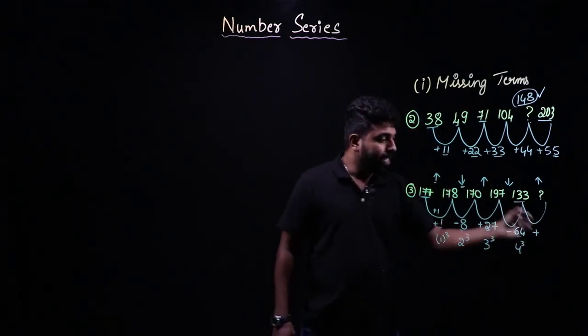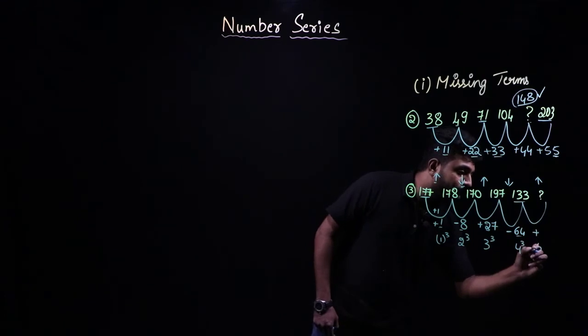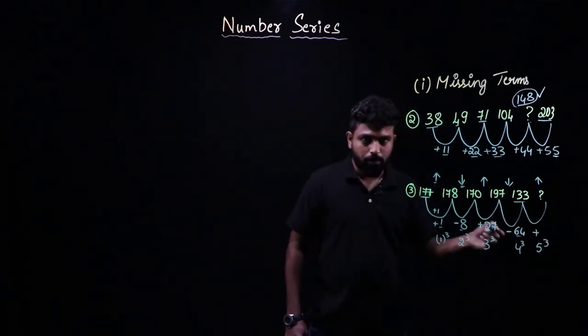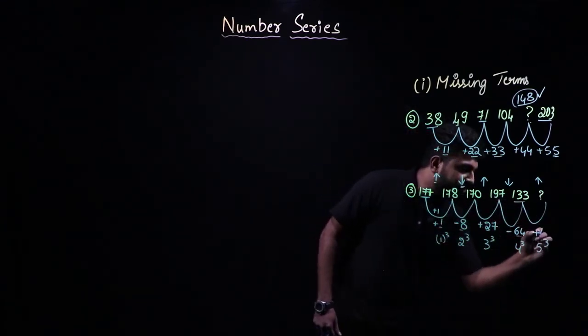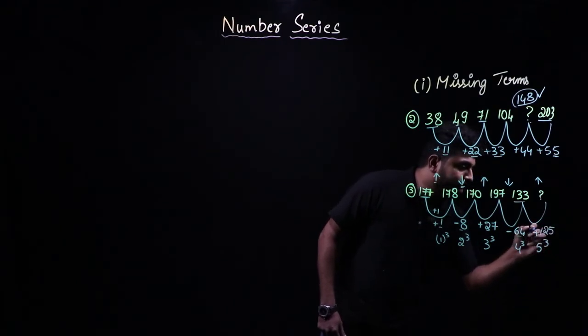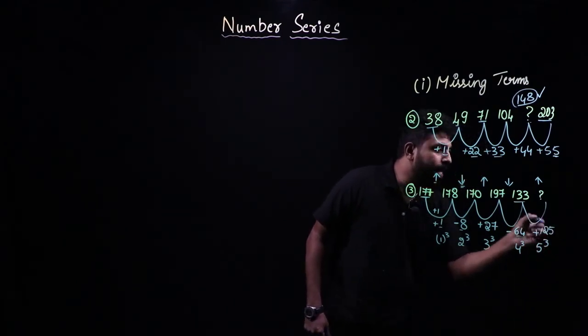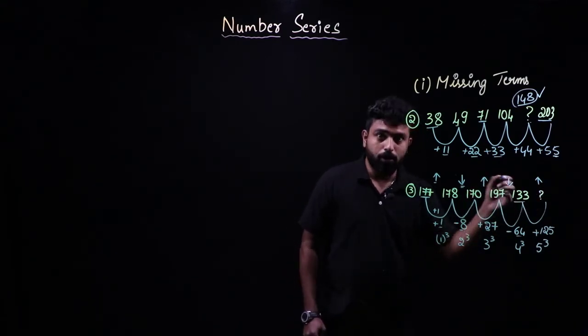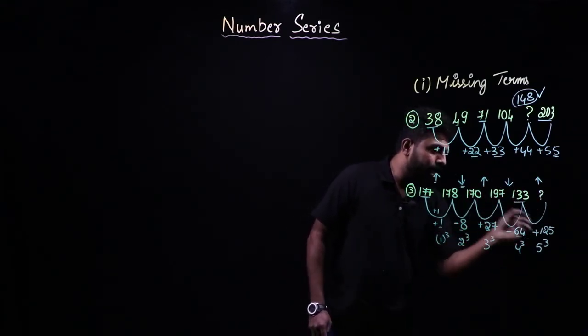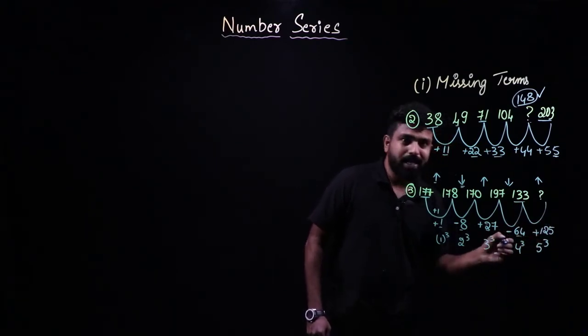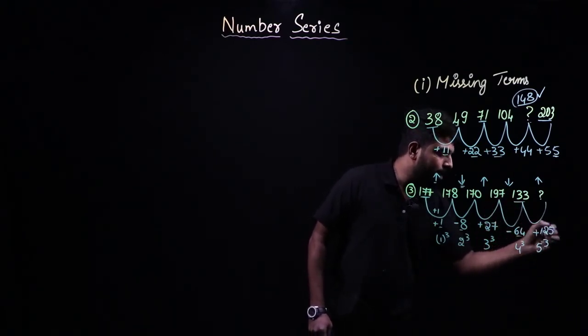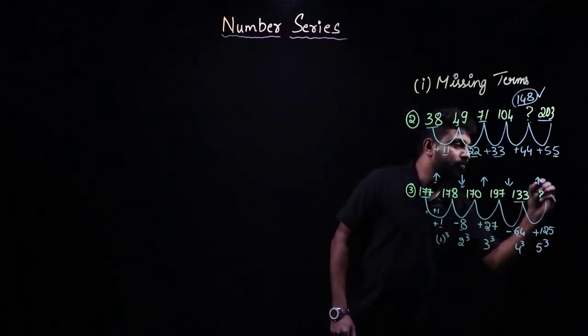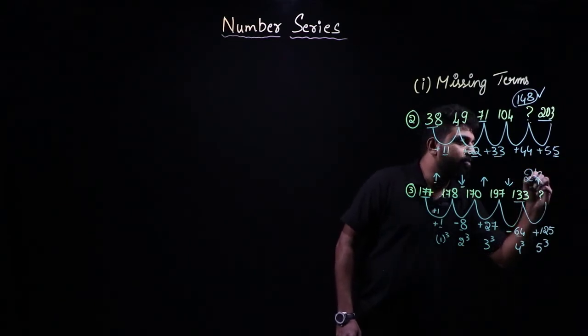So what would be my next term here? It should be 5 cube. So what is 5 cube? 5 cube is nothing but 125. So since there is a positive sign here, I need to add 125 to this 133 to get my final answer. Let me do that quickly. 133 plus 100 gives me 233, plus 20 gives me 253, plus 5 gives me 258. So my final answer would be 258.